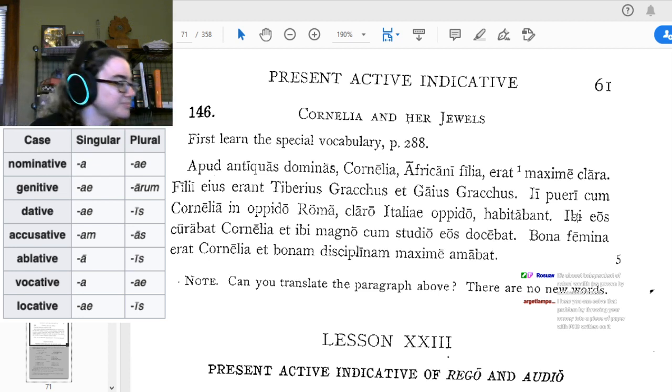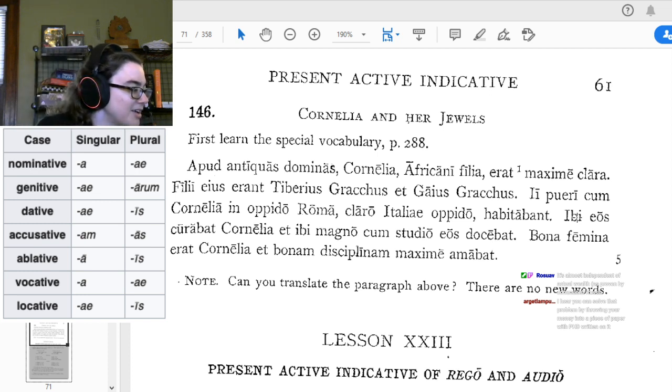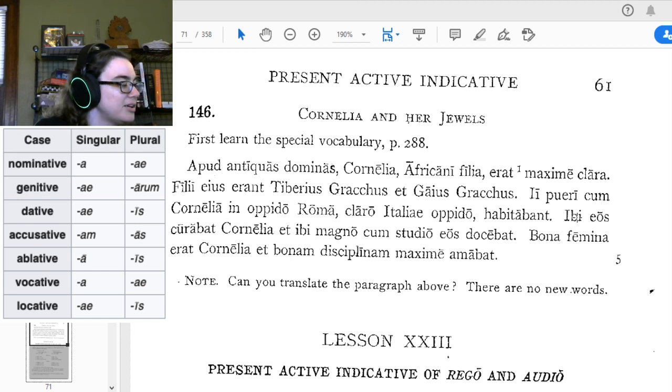Anyway. Here you can solve that problem by throwing your money into a piece of paper with PhD written on it. It's true. It's true. It's almost independent of actual wealth. Huh, interesting.